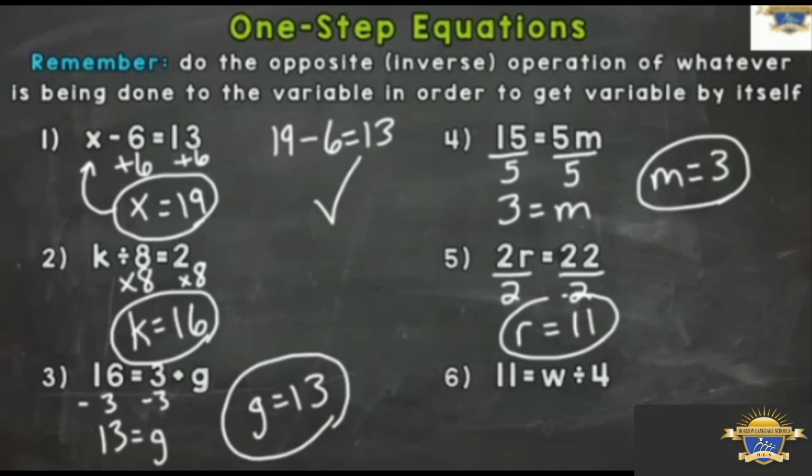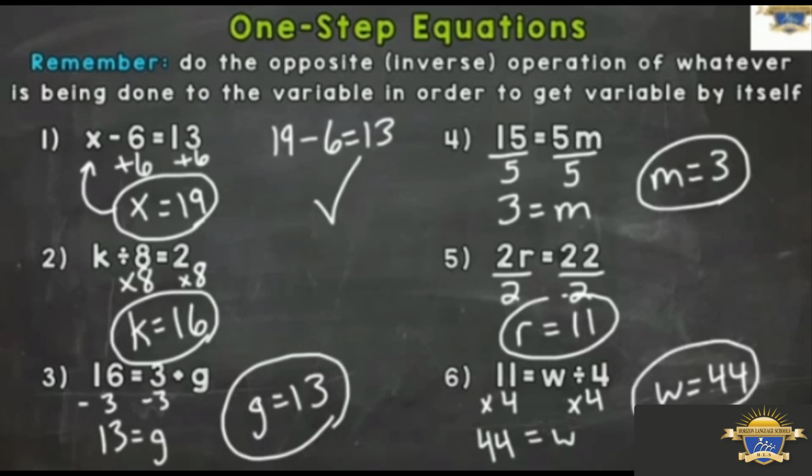Number 6. 11 equals w divided by 4. So w is divided by 4, and the opposite will be multiplying by 4. So let us multiply by 4 on both sides to get w by itself. So we end up with the answer 44 for the value of w. So w equals 44, and then check: 44 divided by 4 does equal 11, so we are right.